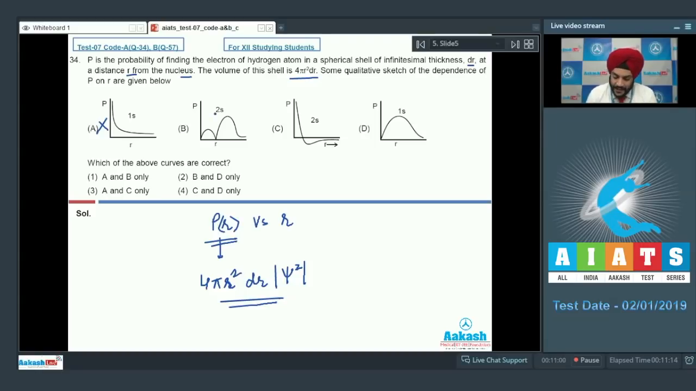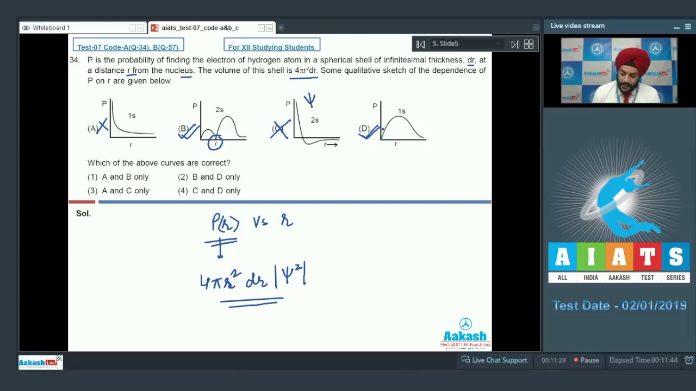So the graph given in option B is correct. The graph for 2s is going to have one radial node, which is depicted at this position. Okay. Let us look at the graph given in option C. The graph given in option C will be automatically incorrect. This graph again represents the graph of psi versus R and not PR versus R. Okay. Let us look at the graph given in option D now. The graph given in option D is also correct. This graph correctly represents the variation of PR versus R.